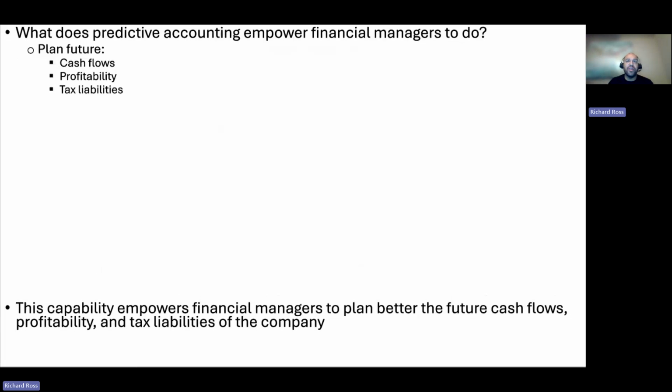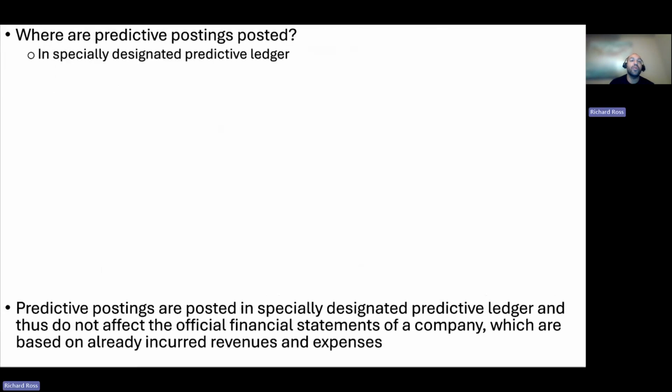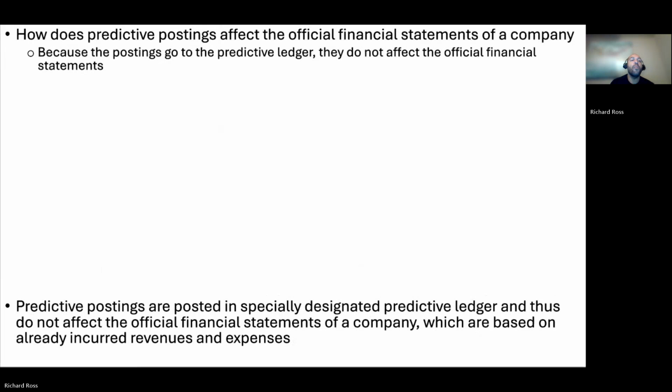What does predictive accounting empower financial managers to do? Plan future cash flows, profitability, and tax liabilities. Where are predictive postings posted? In a specially designed predictive ledger. How do predictive postings affect the official financial statements of a company? Because the postings go to the predictive ledger, they do not affect the official financial statements.